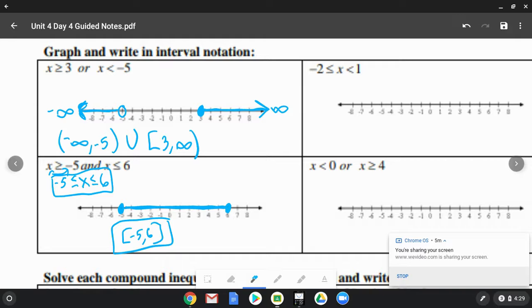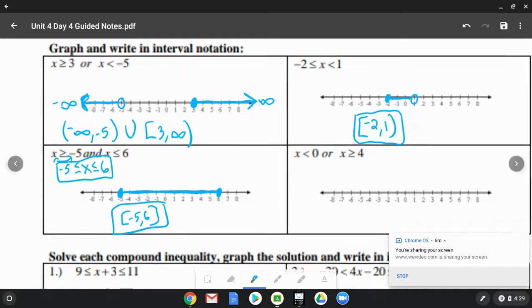The next one looks like it's an and as well because x is in the middle. So I go to 1, that's an open circle according to that inequality. I go to -2, it's a closed circle according to that inequality. And then the x is in the middle, so that's where I'm going to graph this, all in the middle. So now I go from -2, comma 1. I have a parenthesis and a bracket. The bracket means a closed circle, parenthesis means an open circle.